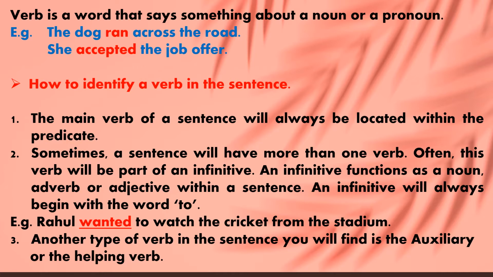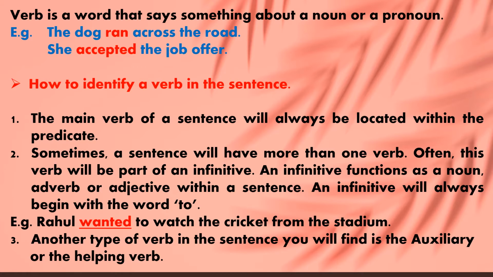So, what is the work of an infinitive? It works as a noun or an adverb or adjective. An infinitive will always begin with the word to. So, if you see a verb beginning with to, then it is not a verb but it is an infinitive. Rahul wanted to watch the cricket from the stadium. So here you can see wanted is also a verb and watch is also a verb. But the difference is that before watch you can see the word to. So it's an infinitive and wanted is the main verb.